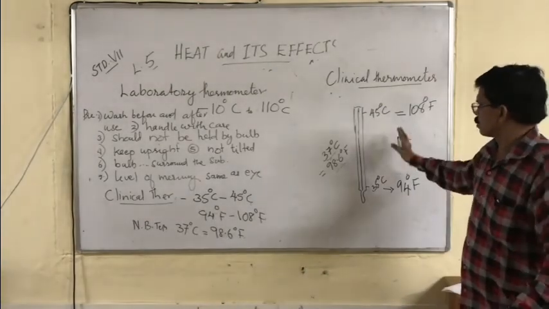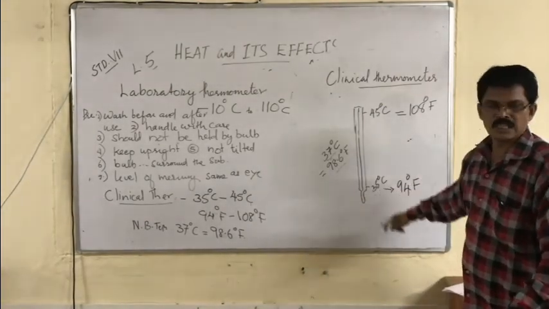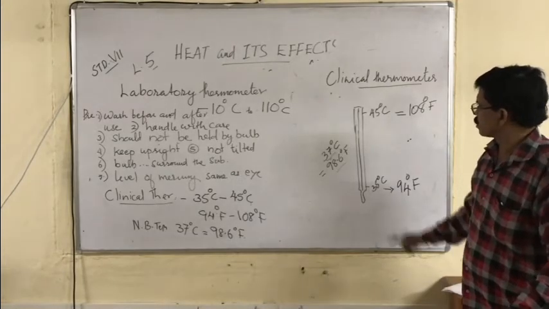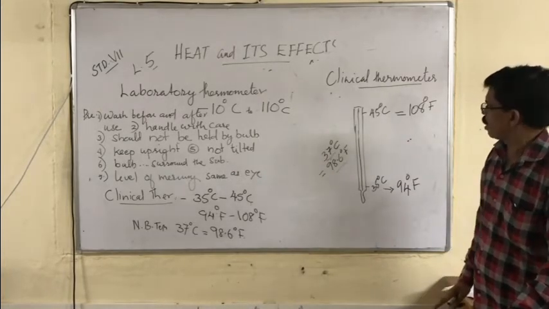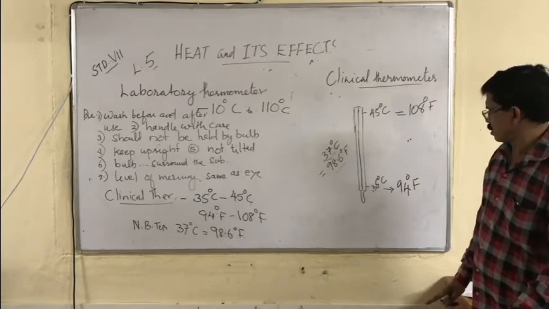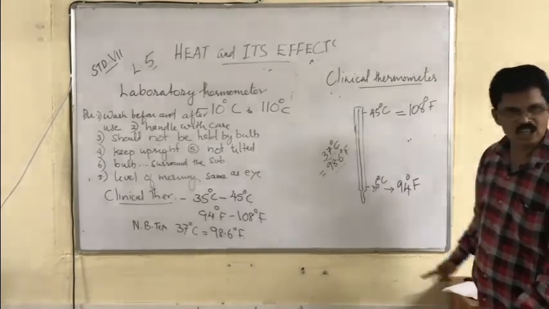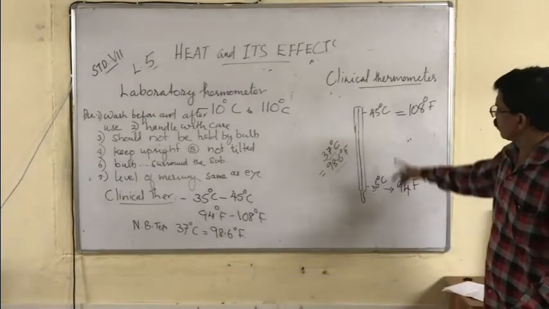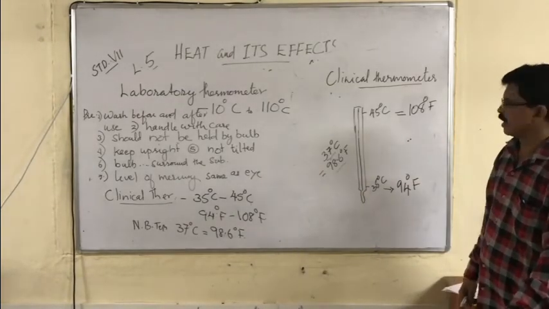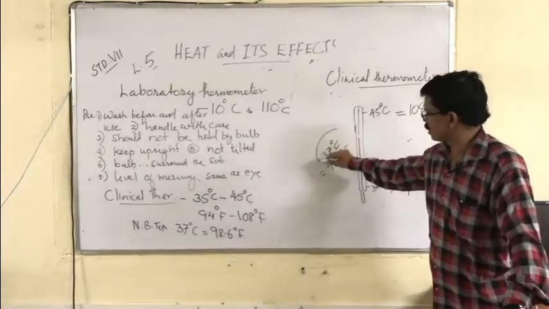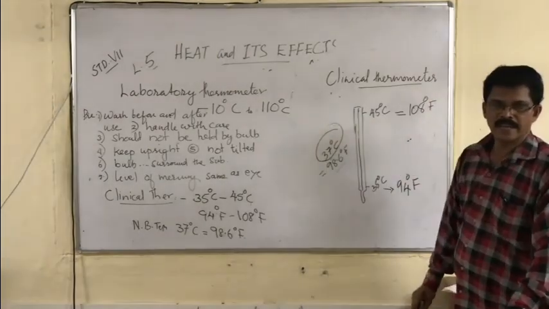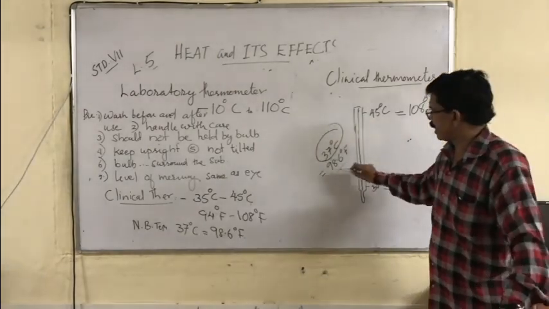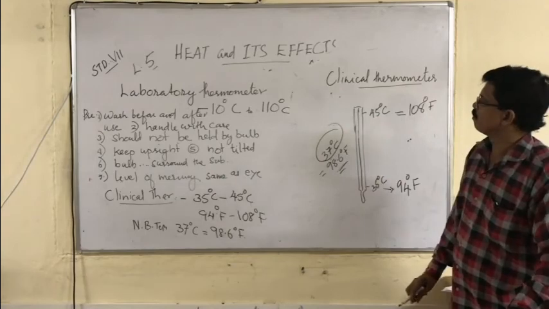Clinical thermometer, this lower fixed point is 35 degrees Celsius to upper fixed point of 45 degrees Celsius. And 35 degrees Celsius in Fahrenheit is 94 degree Fahrenheit and 45 is equal to 108 degree Fahrenheit. Human body temperature is 37 degree Celsius equal to 98.6 degree Fahrenheit.